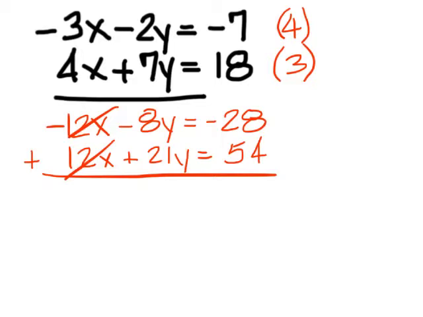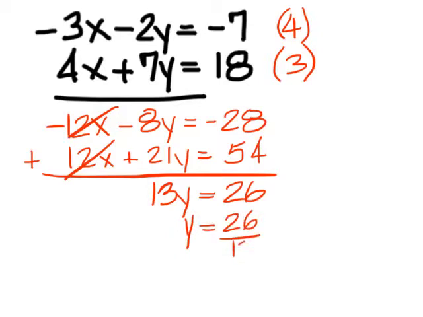Negative 8 plus 21 should be a positive 13y. And then negative 28 plus 54 is 26. Now, for your convenience, so you can check your work, I've made all these come out to be integer answers, like negative 1, 2, 5, 6, so that if you get a fraction or a decimal for an answer, then it's probably wrong. I've made them all come out to be even integer answers. So you can see that clearly this one's going to end up being y equals 2.